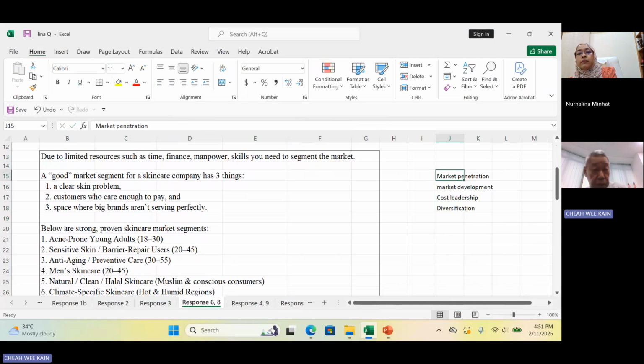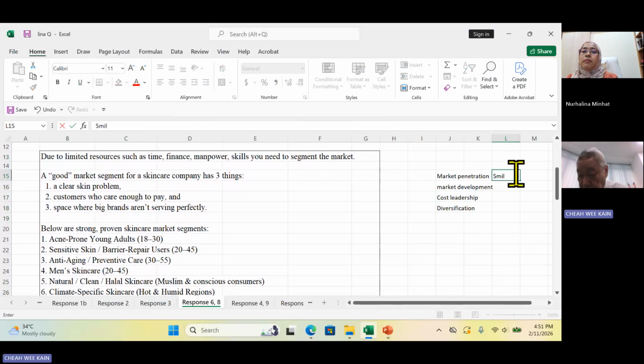Market penetration means the Malaysian population. You want to have more share. So, for example, in Malaysia, let's say we got 5 million potential customers, 5 million females buying skincare. Now your percentage is 0.1%. You want to attack it to 0.2%. That is called market penetration.